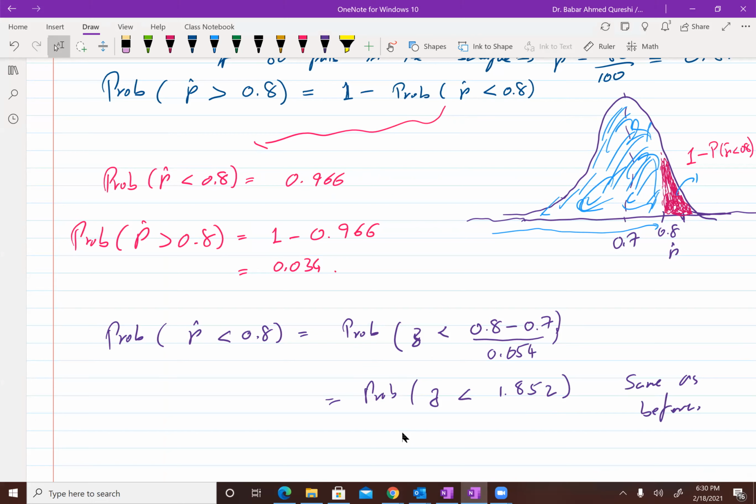So any question? Sir, so what's the final answer? 0.966 or 0.034? This one, because you wanted the probability that the proportion is more than 0.8, that at least 80 students have passed in your sample.